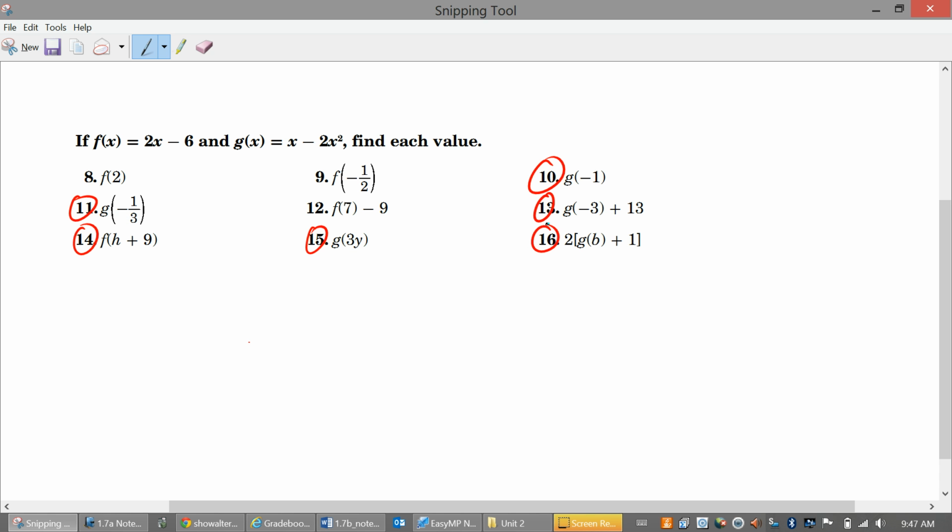So number 10 says, use function machine G, okay? Put -1 inside of G and see what comes out. So again, that says G of -1. It says put -1 in G and see what comes out. So function G says this: G of x equals x minus 2x squared. So we need to put -1 inside of function G and see what happens.